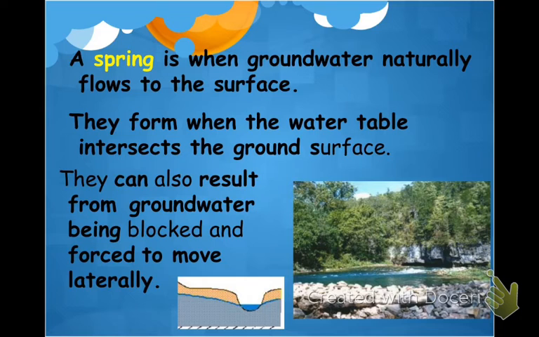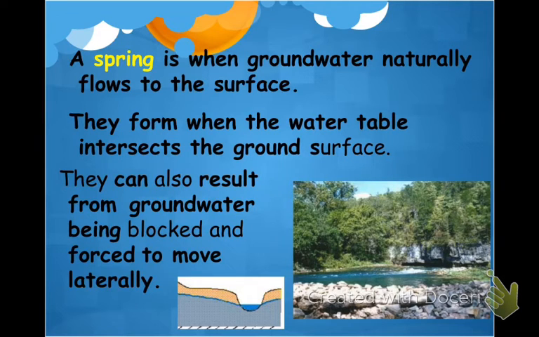Okay, let's look at our next slide, a spring. So a spring is not just a season, but it is when you have groundwater that can naturally come up to the surface. This means you didn't have to pump it out, you didn't have to get a well, it just naturally was forced up. Now the way that the NCFE likes to word this is it is forced up laterally.